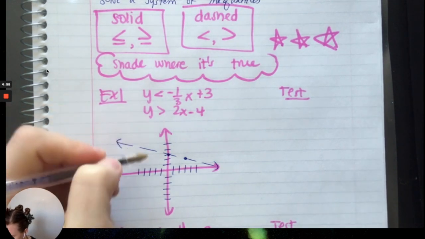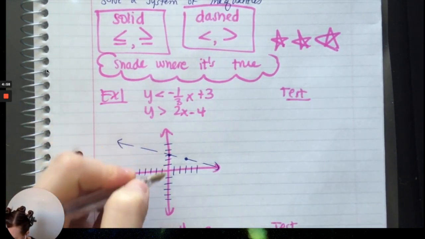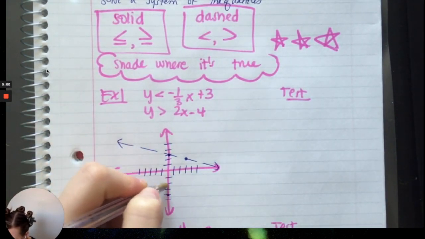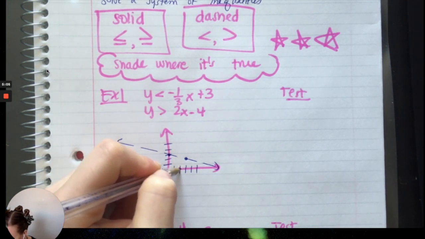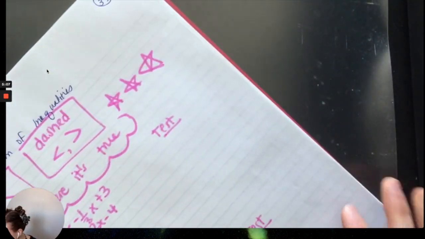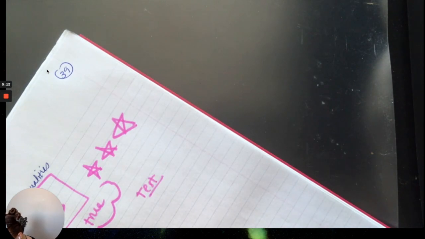That way I don't have to mess up with my lines. Okay, I'm going to go down 4, go up 2, run 1, and you can make this more precise if you want by making more points on your line. Oh, my markers are getting in the way. Okay.